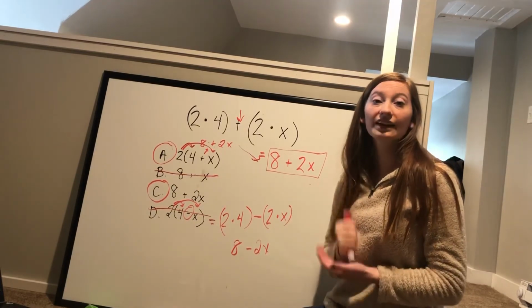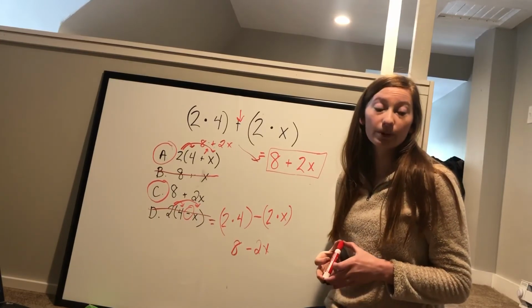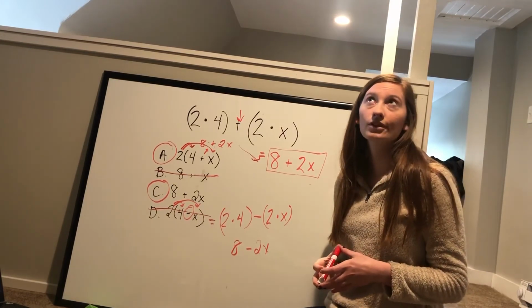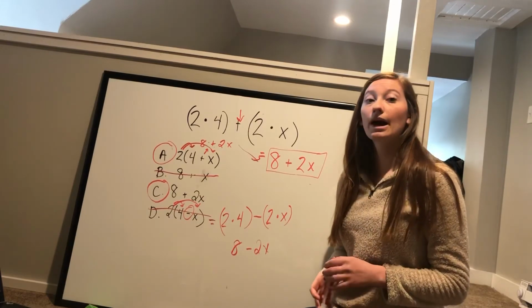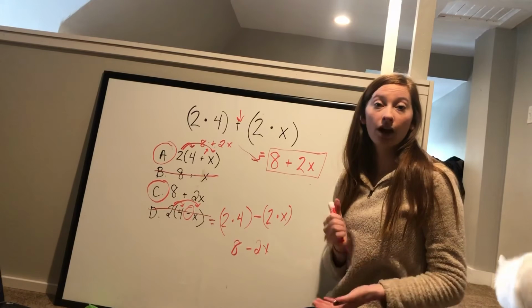Another thing, you cannot combine exponents if they are not the same. I already went over this, but if you have 4x to the second power and 4x to the third power, those are different. Don't combine them. All right?